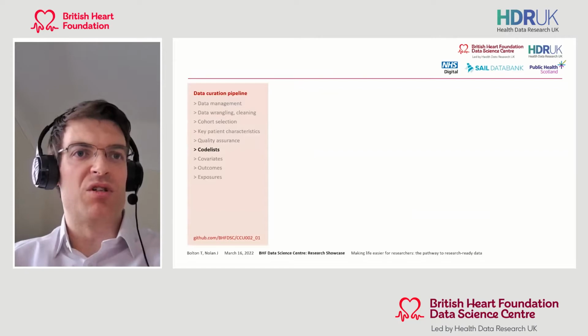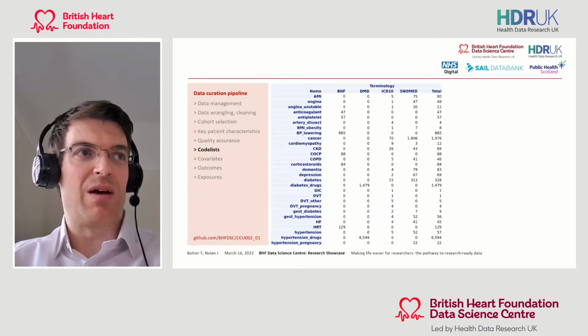So one of the most important stages of the data curation pipeline is constructing the code lists. Here we have the first few dozen rows summarizing the number of codes in our code list by name and terminology. The table actually contains around 60 names, more than 13,000 codes across 4 terminologies, containing a mixture of existing and novel code lists.